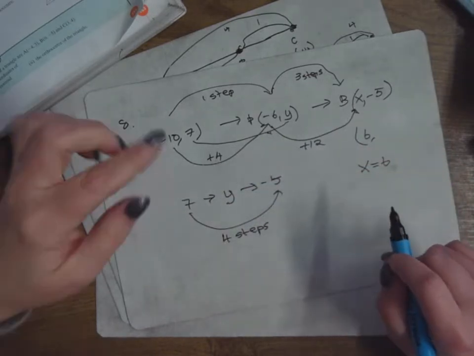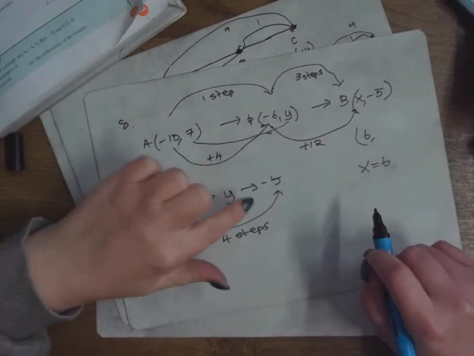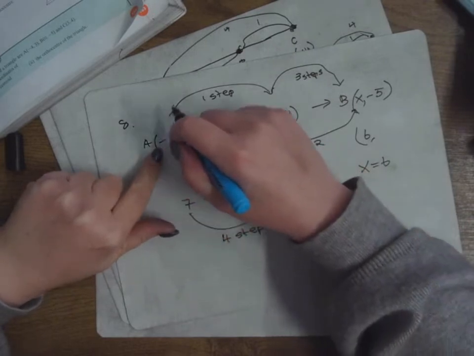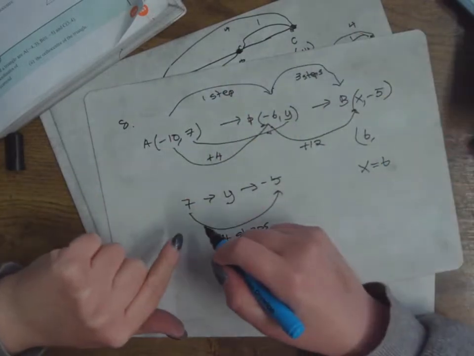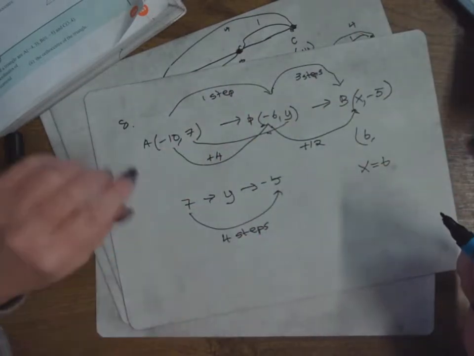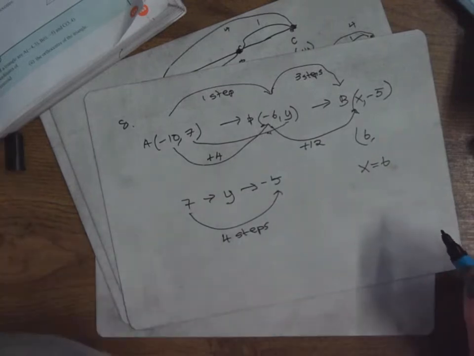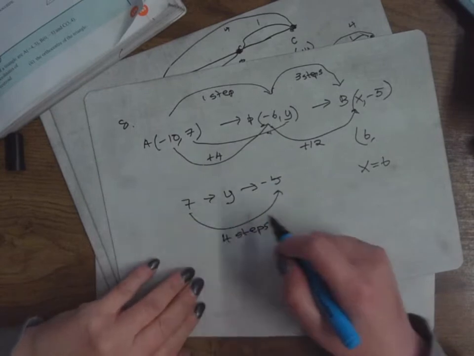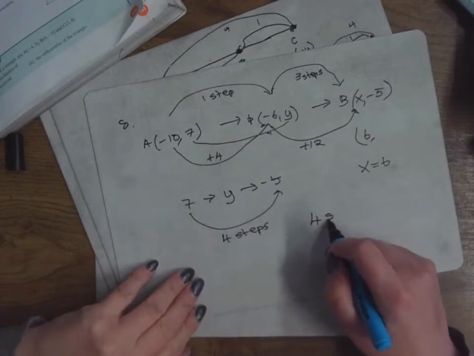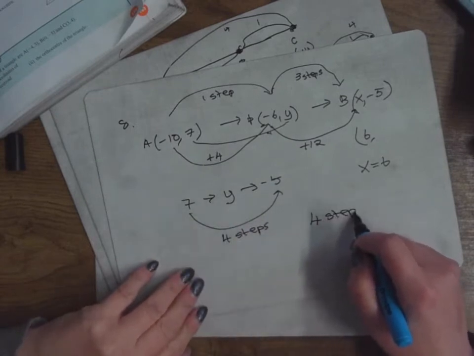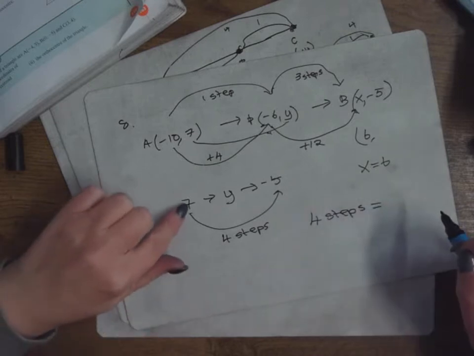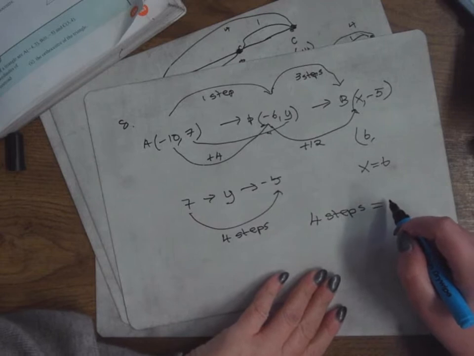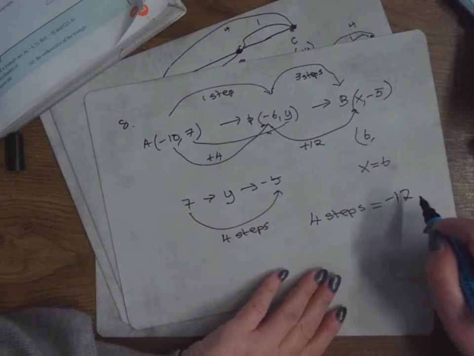Okay, so now I'm looking at the y's. I'm missing the middle one for the y's, so it's slightly different. To go from A to P to B, it's 4 steps from the start to the end, isn't it? Because you have to go 1 step, then 3 steps. Would you agree? So it's 4 steps to the end. What did I do to go from 7 to minus 5? Did I take away 12? Yeah. So to go 4 steps, I would take away 12.